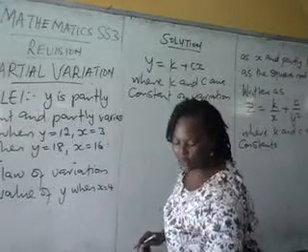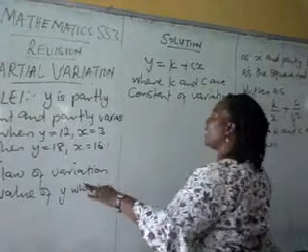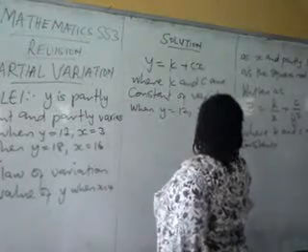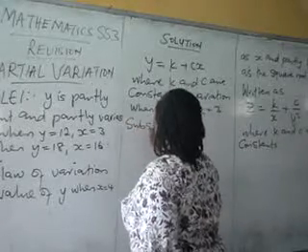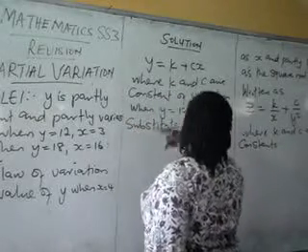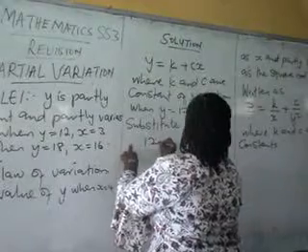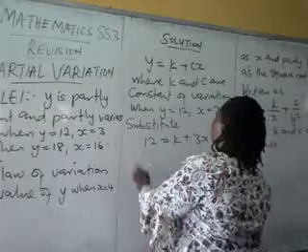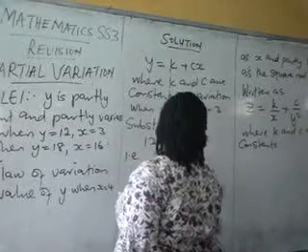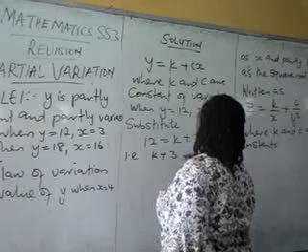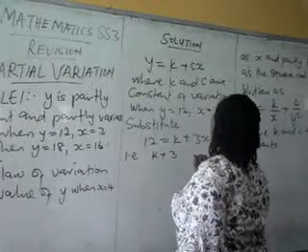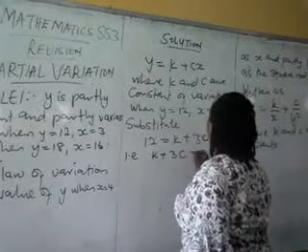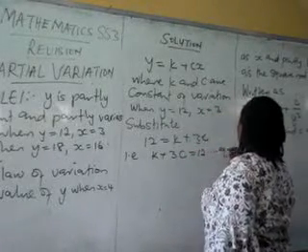Now, let's try and solve this. When y equals 12, x equals 3. Substituting, we have when y, that is 12, equals k plus 3x. That is k plus 3c equals 12. This is equation 1.